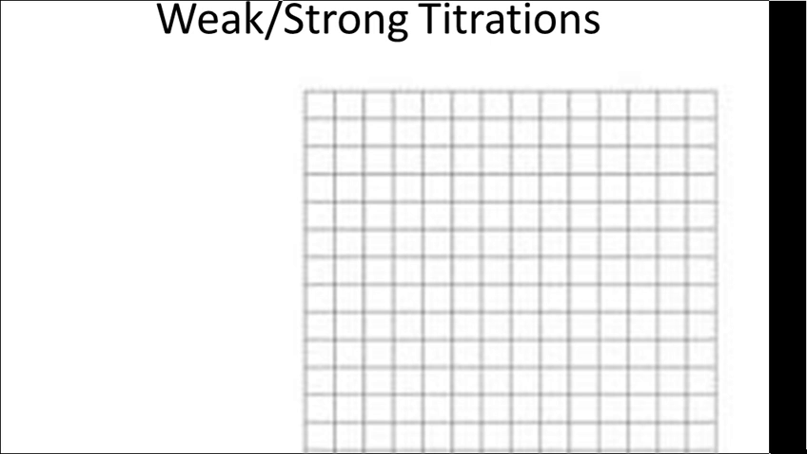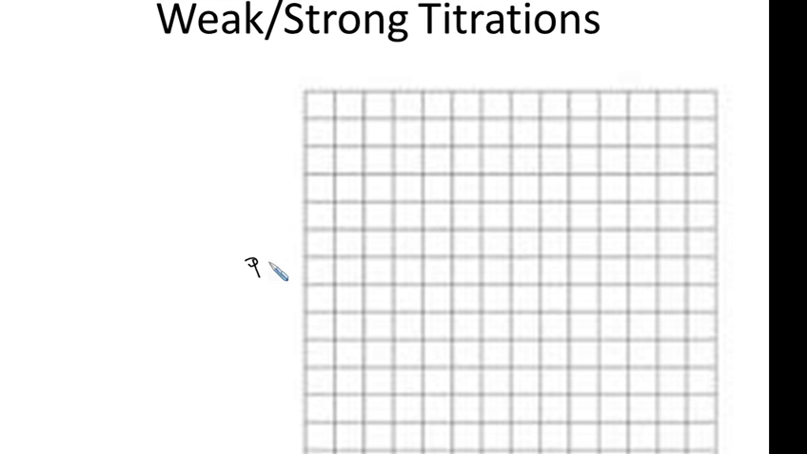To weak acid, strong base titrations. In these titrations, we are going to plot the pH against the volume of base added. pH is going to be on the y-axis, and volume of base is going to be on your x-axis, and as we go, you can plot the pH with each additional amount of base added.